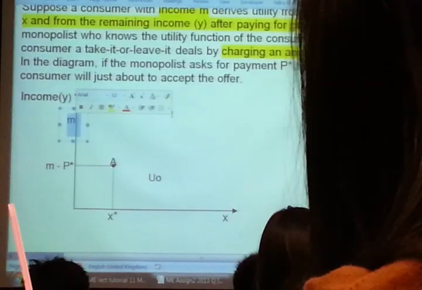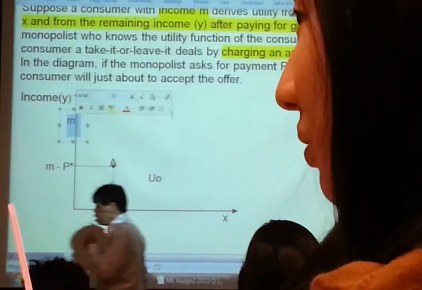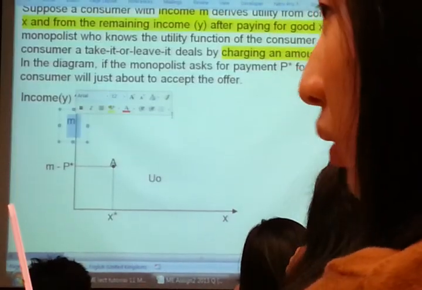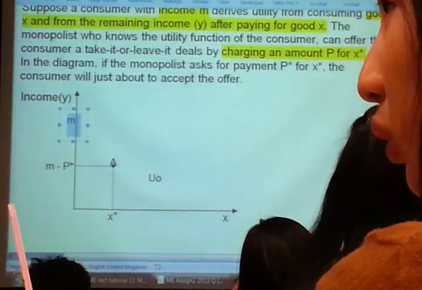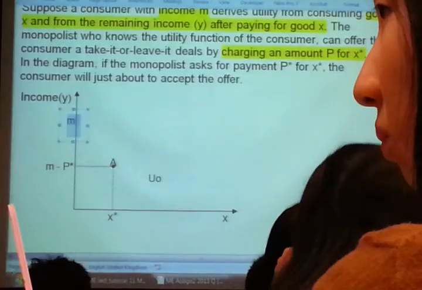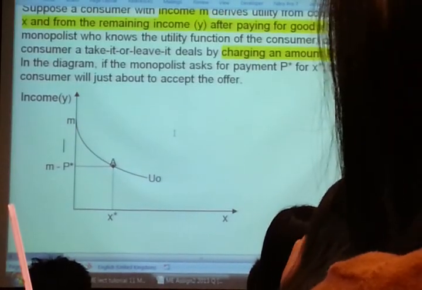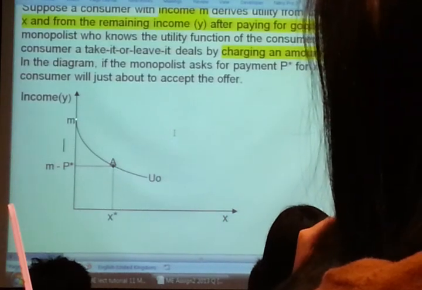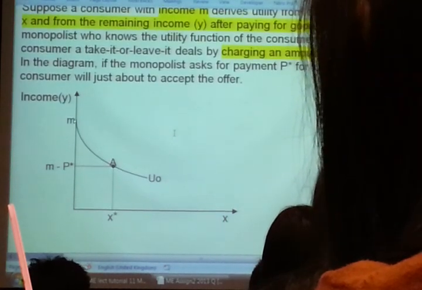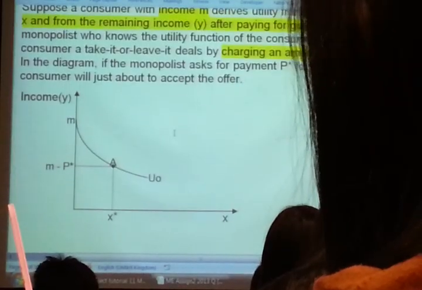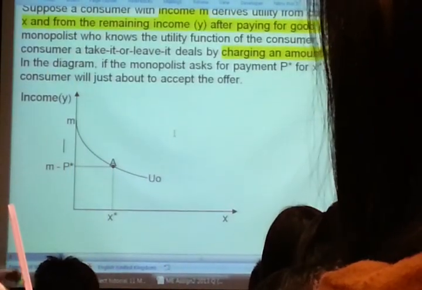If he's there, well, his utility will be, this point probably lies on this utility curve. Understand? So if you don't buy, he'll be here, point M: X equals 0, Y equals M. And this point is on this utility curve, so if you don't buy it, he gets U0.